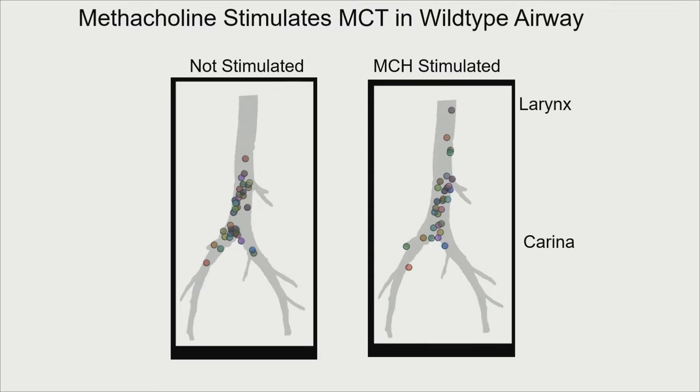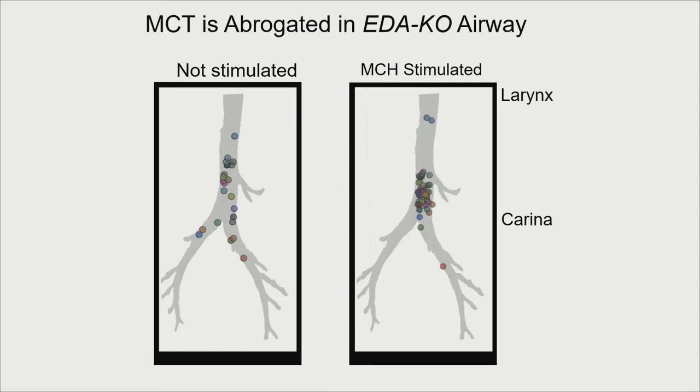Here you can see that under basal conditions, those tantalum discs move up through the trachea toward the larynx, and some of them are cleared, but they're all moving to some extent. Now if we stimulate the pig with methylcholine and you watch those tantalum discs, because of the strands that come out, those tantalum discs are moved up and out and cleared from the trachea. So what happens in an EDA knockout pig?